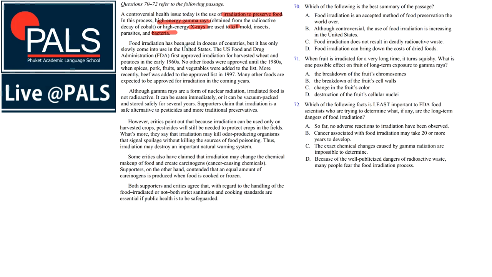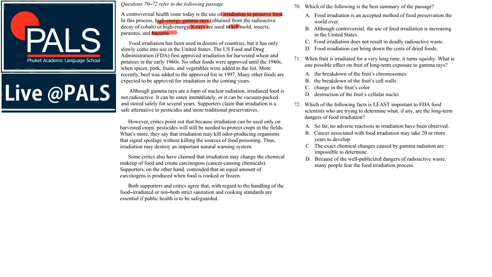Food irradiation has been used in dozens of countries, but it has only slowly come into use in the United States. The US Food and Drug Administration, the FDA, first approved irradiation for harvested wheat and potatoes in the early 1960s. No other foods were approved until the 1980s when spices, pork, fruits, and vegetables were added to the list. More recently, beef was added to the approved list in 1997. Many other foods are expected to be approved for irradiation in the coming years.